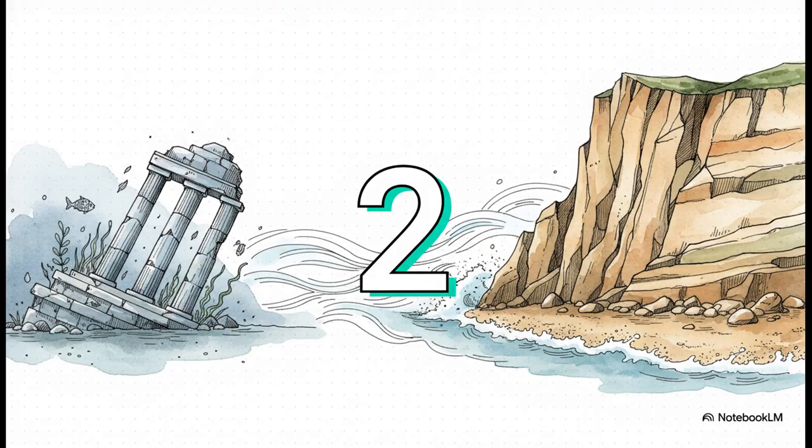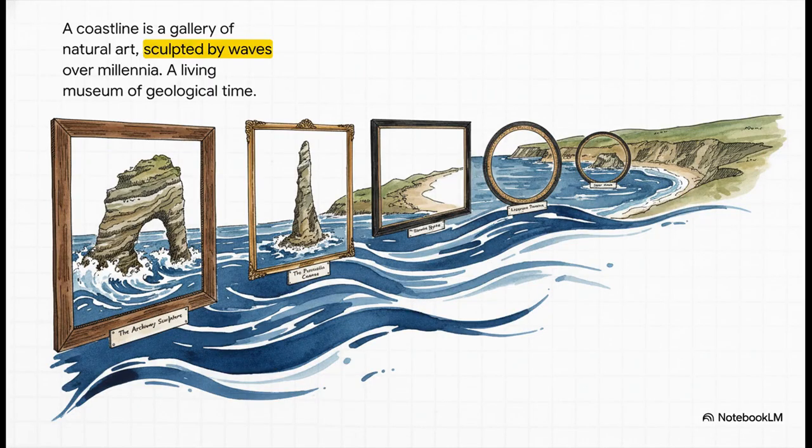So for all the incredible, mind-boggling variety we see in the world's coastlines, every single cove, every bay, every cliff, it all boils down to just these two fundamental processes: submergence or emergence. The sea rising or the land rising. That's it. So the next time you find yourself at the seaside, remember this.